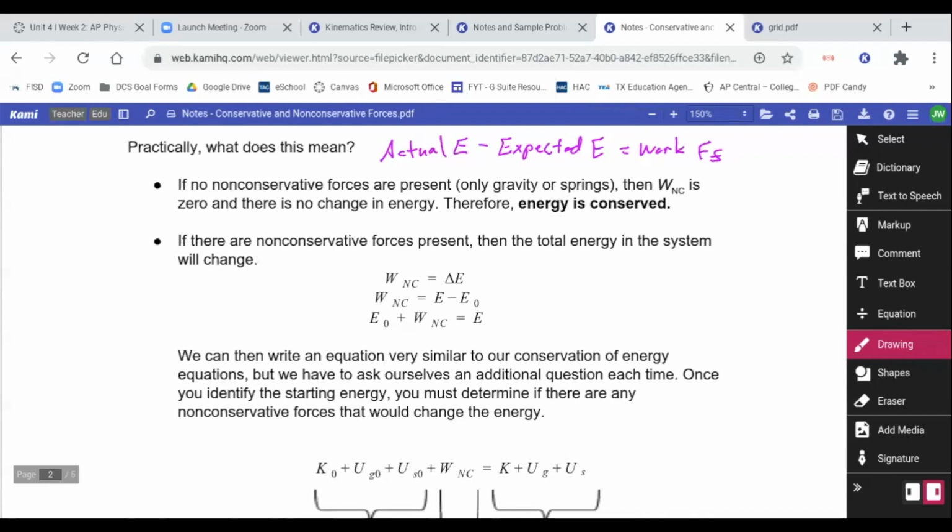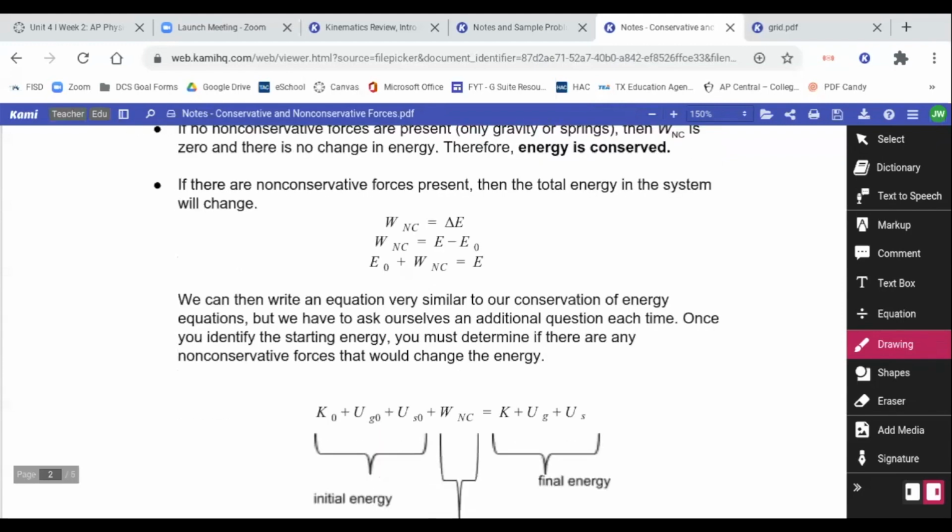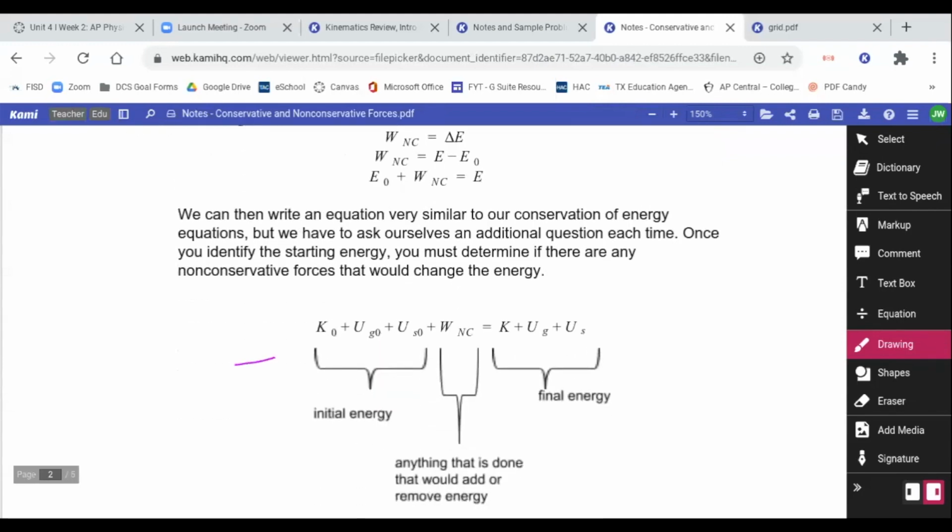Okay, this is how I want you to think about it. What I actually ended up with minus what I expected I could have had at the bottom, that's equal to the work done by friction. Now, yes, we can do it in a fancy formula because you asked. Let's look at this fancy formula right here. I'm going to rearrange it to something that makes a little bit more sense.